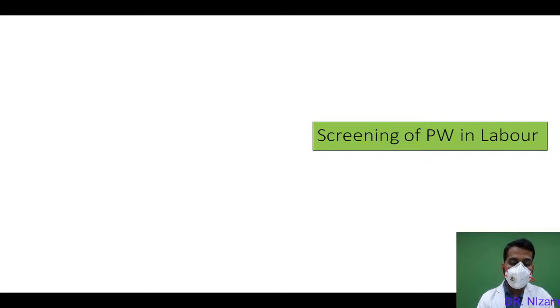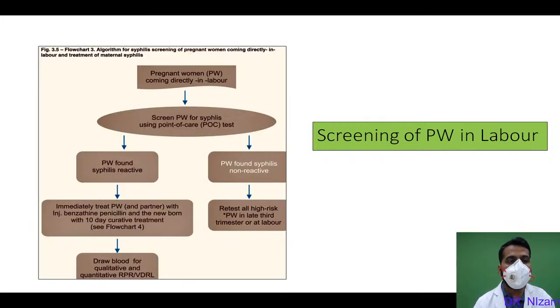Now screening. How do you do screening when the patient comes directly during labor? That was the antenatal. In labor, whether or not there is a laboratory report doesn't affect it. So when the patient comes in labor, go directly for the point of care test. If it is non-reactive, then retest as a high risk individual, and if it is reactive, first treat the pregnant woman and the partner with benzathine penicillin and the newborn with a 10 day curative treatment, and later on test for RPR or VDRL.